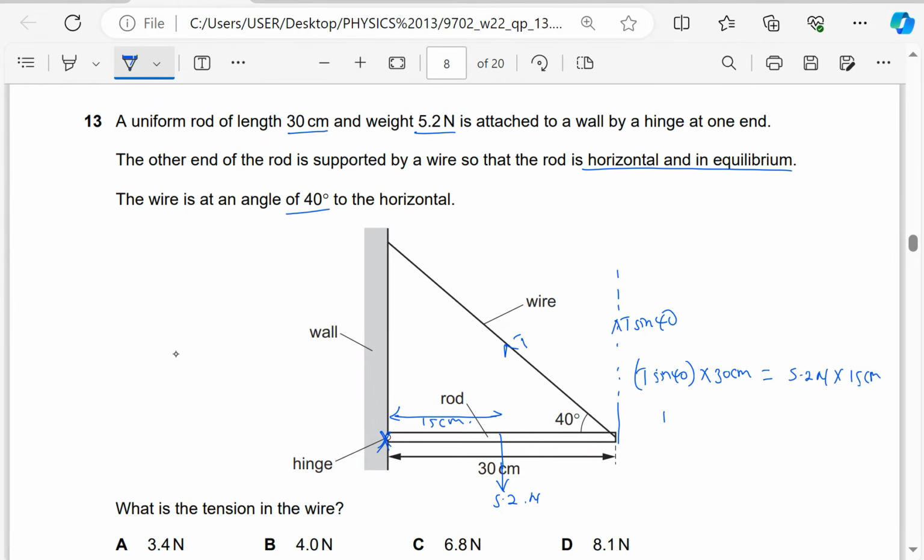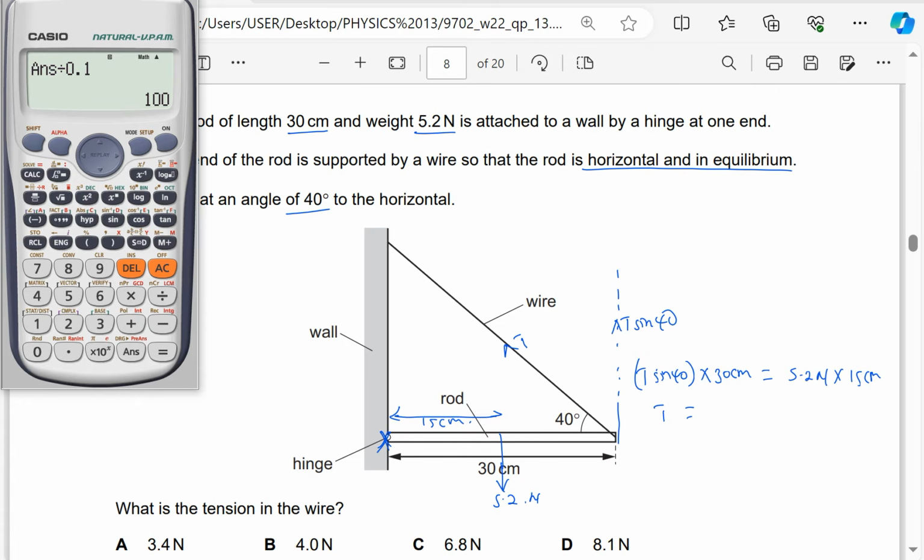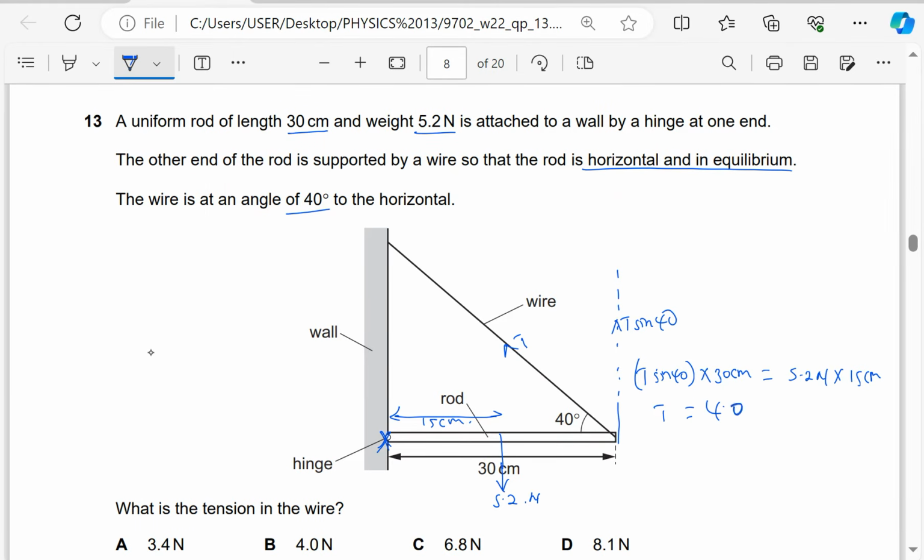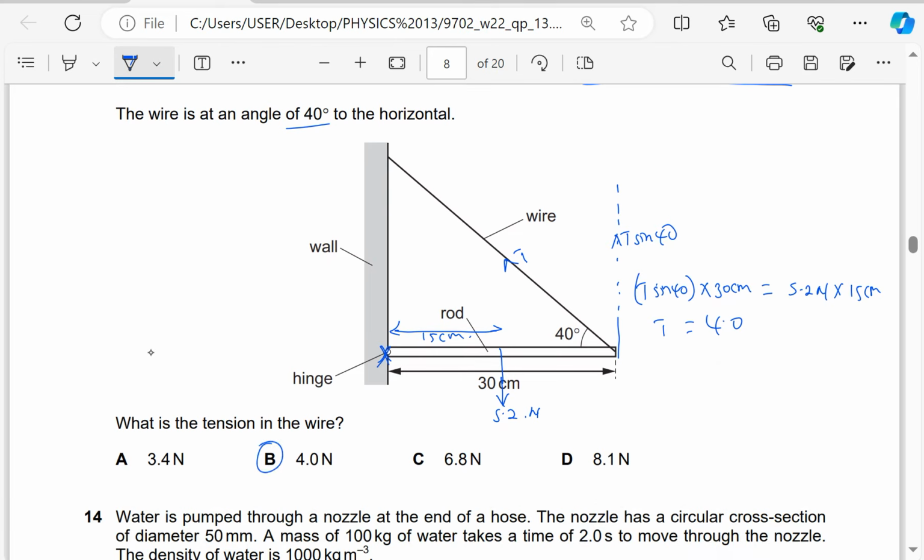So I just press my calculator to find T. On the left hand side, I have 5.2 times 15 divided by 30 divided by sine of 40. So this is 4.0. So the answer is going to be B.